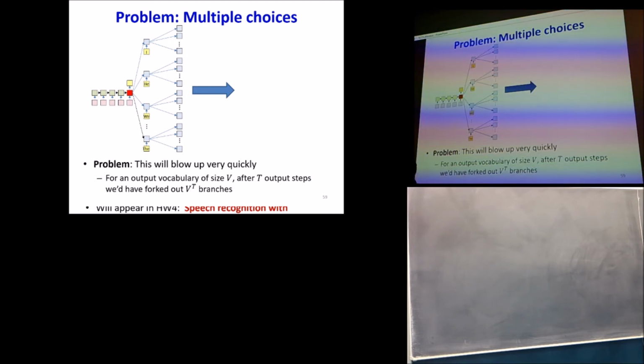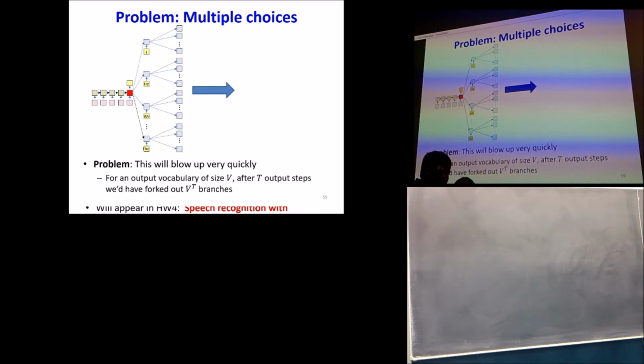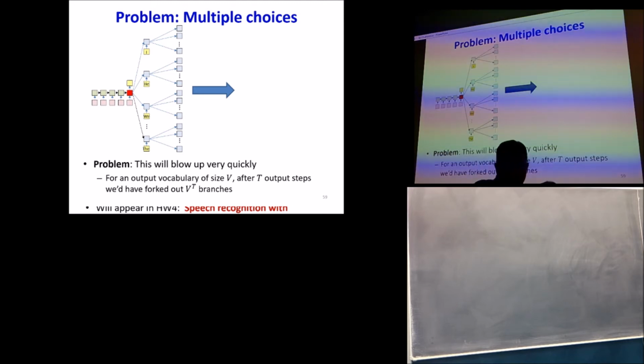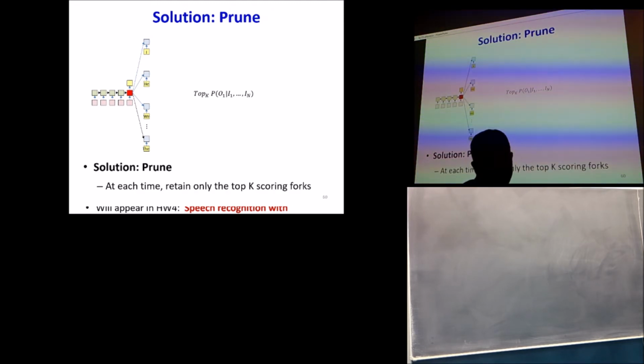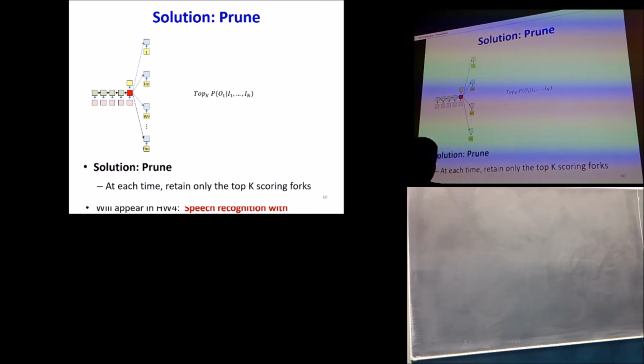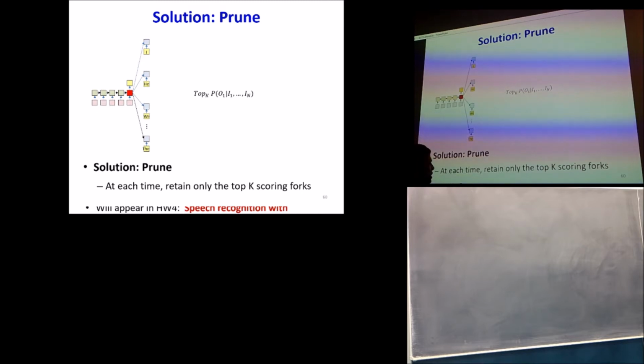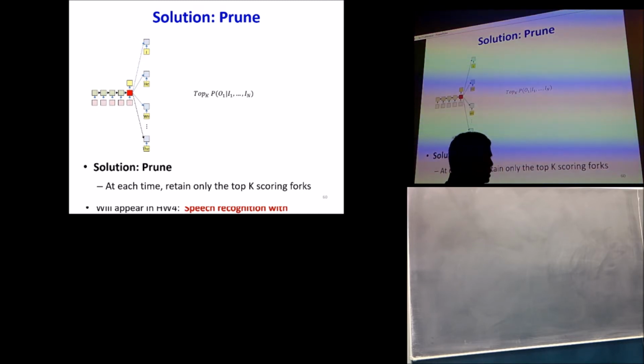But there is a problem. You can't just do this simply. For an output vocabulary of size v, after t output steps, we'd have v raised to t branches. So this thing is going to grow exponentially. Now we've seen this issue before when we were dealing with the CTC, and we know exactly how to deal with it. And the way we will deal with it is to prune. At each time, you would retain only the top k scoring forks.